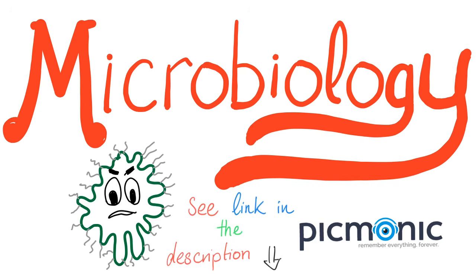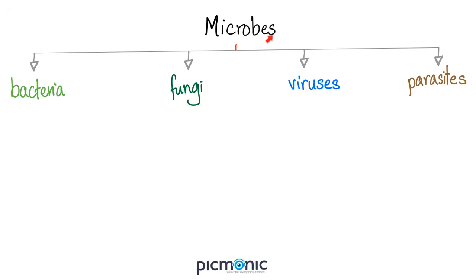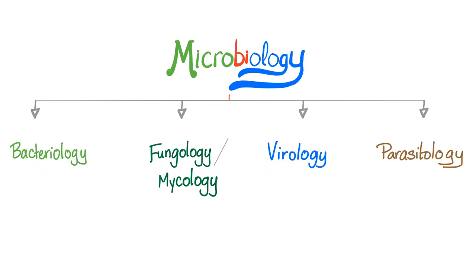Today we'll talk about a microbiology introduction and we will discuss some bacteria in detail. So let's get started. So what does microbiology mean? Ology means the study of. Bio is life and micro is small. As you know, microbes are divided into bacteria, fungi, viruses, and parasites. And that's why you can divide microbiology into bacteriology, fungology or mycology, virology, parasitology.